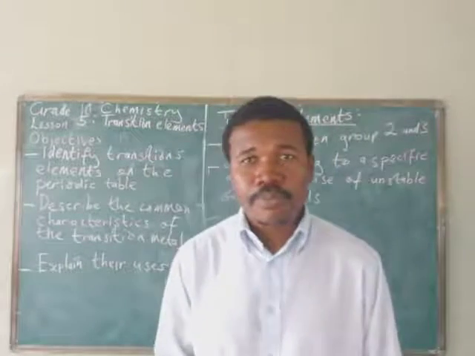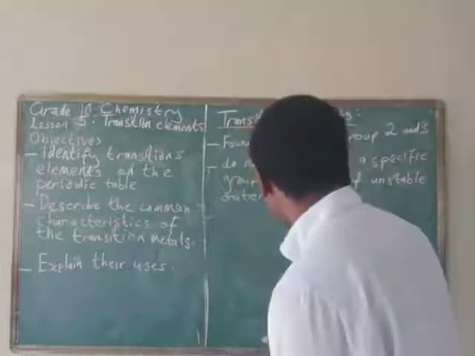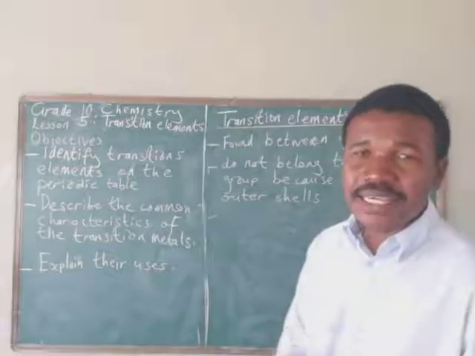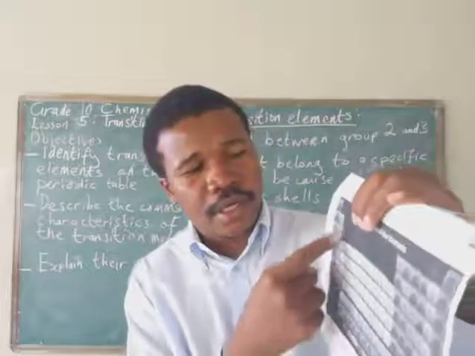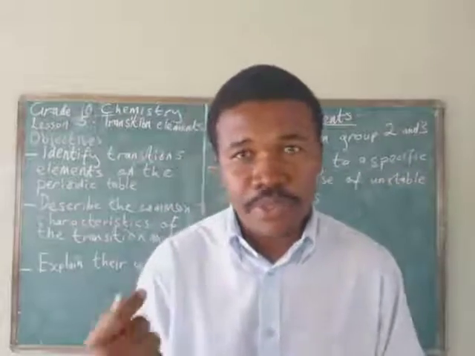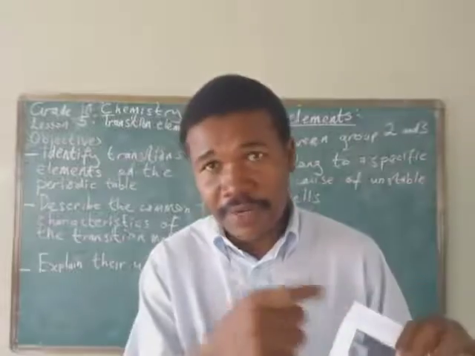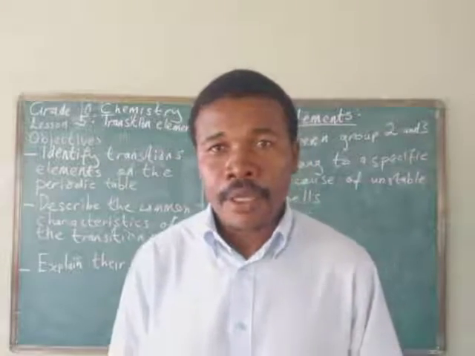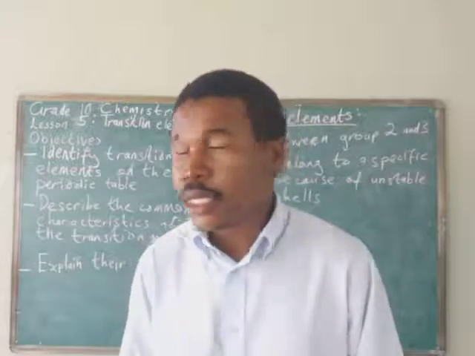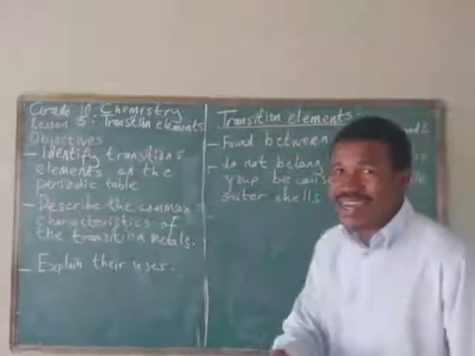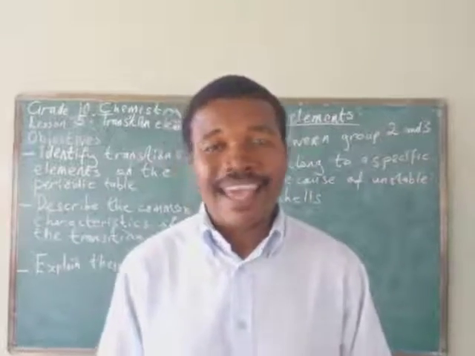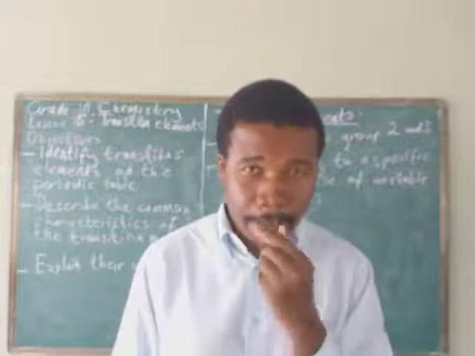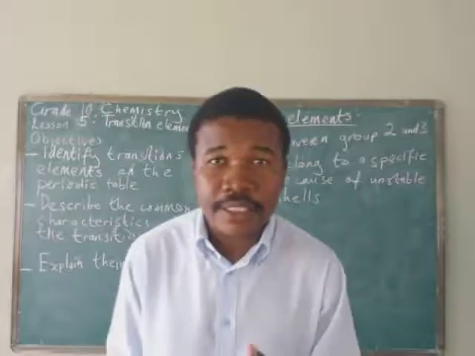Now, just to get the problem out of the way, the question will be, why exactly are they there? And why don't we say then the next column is group 3, then group 4, 5, 6, 7, 8, 9? These transition elements do not belong to any specific group because they have an unstable outer shell. What do we mean by this?